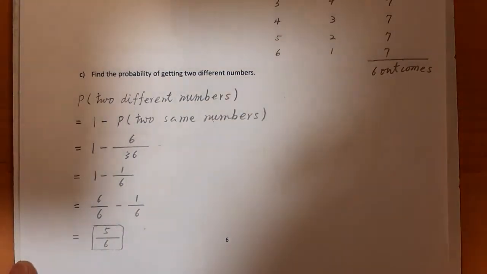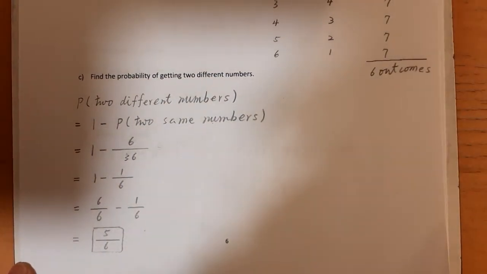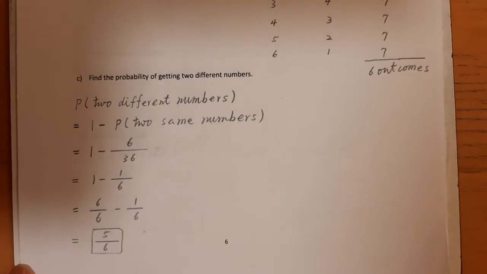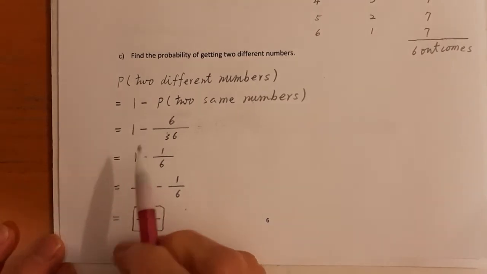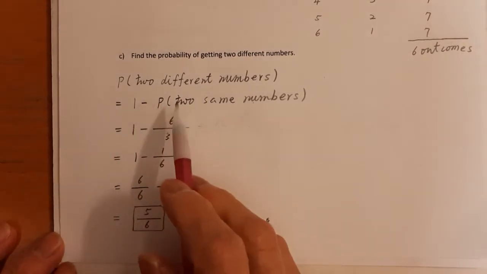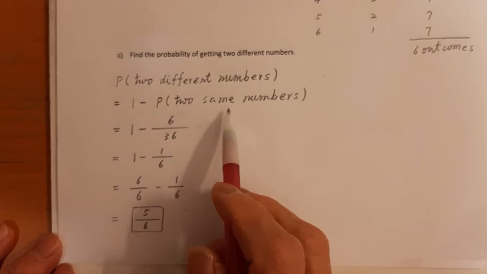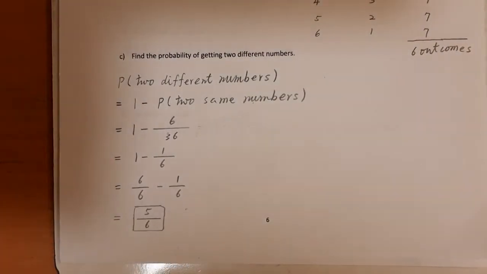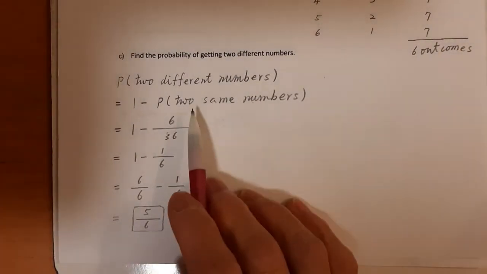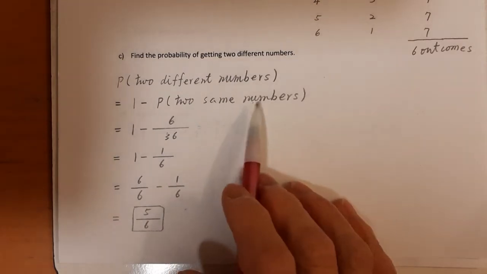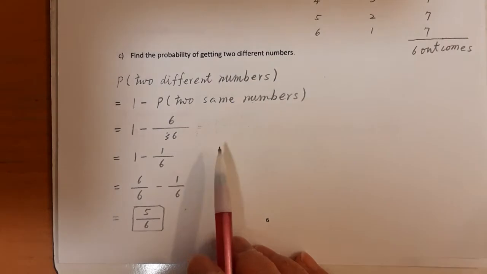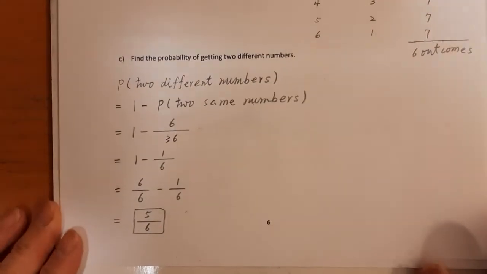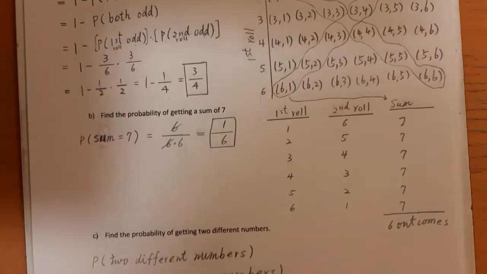Find the probability of getting 2 different numbers. That is the same as 1 minus the probability of 2 same numbers. Total is 1, and take off 2 same numbers. What remains is 2 different numbers. So how many outcomes are 2 same numbers?